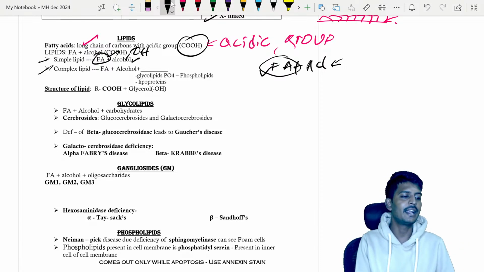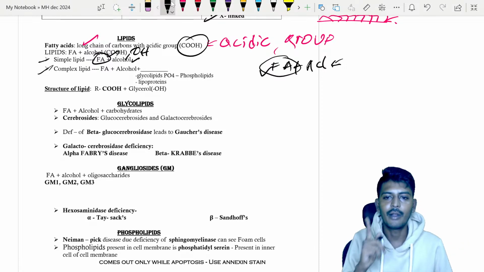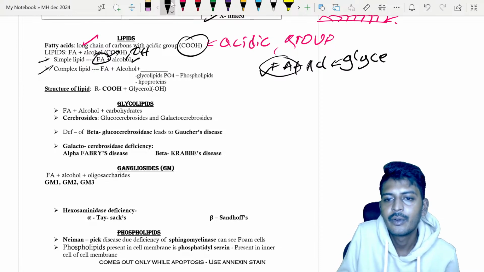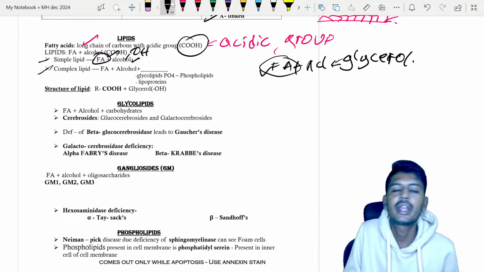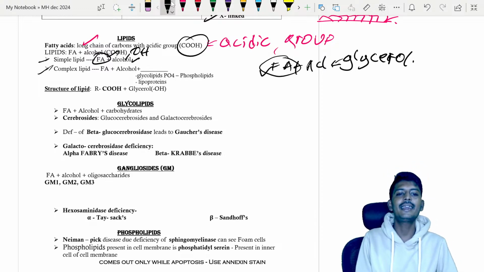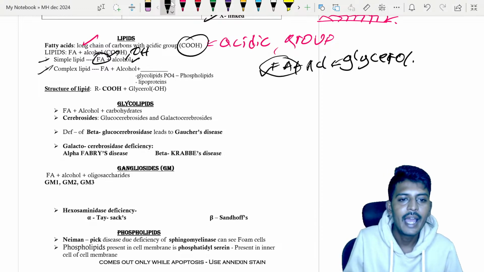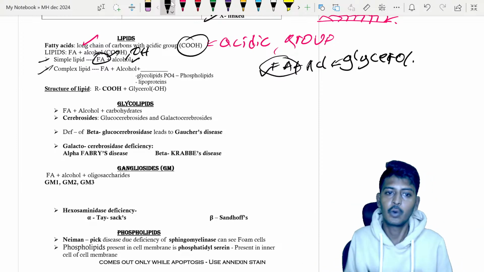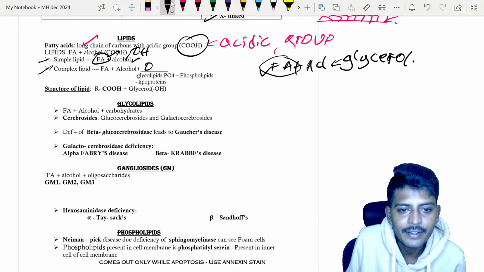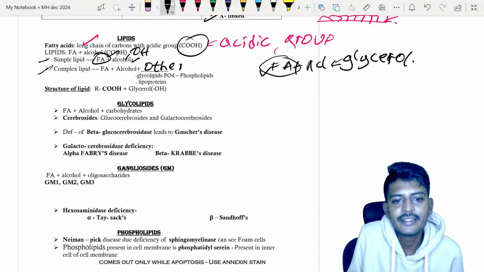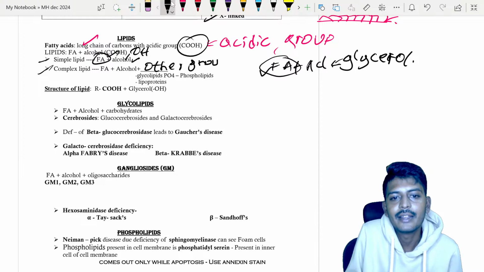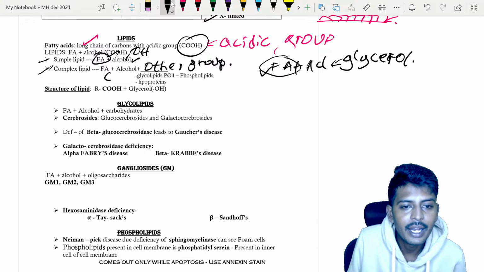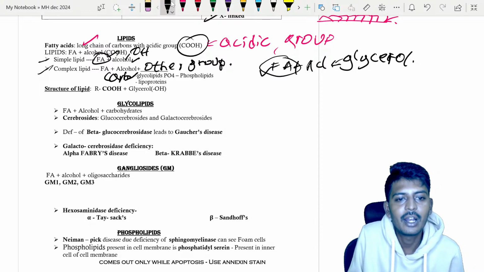Now somebody tells me Glenfiddich or some other brand's name. No, the alcohol present in the body is which one? Glycerol. So glycerol is an alcohol. Fatty acid along with alcohol, if there is some other extra group present, then I will call it a complex lipid. So what can be the other group? If carbohydrates are present, then I'll call it a glycolipid.